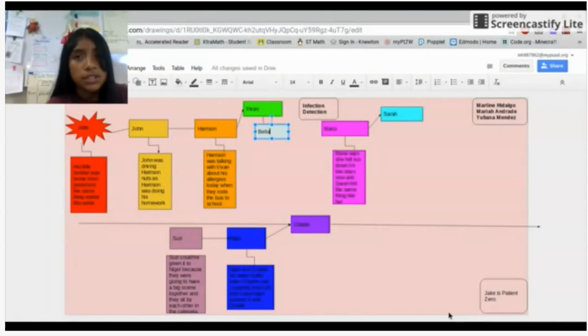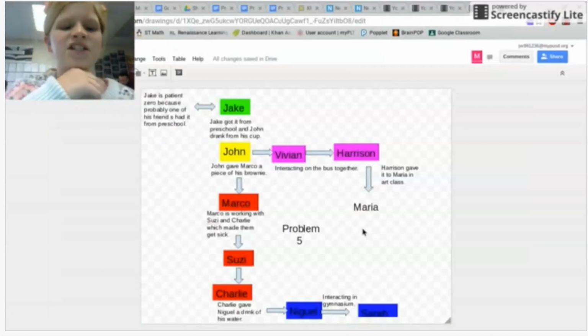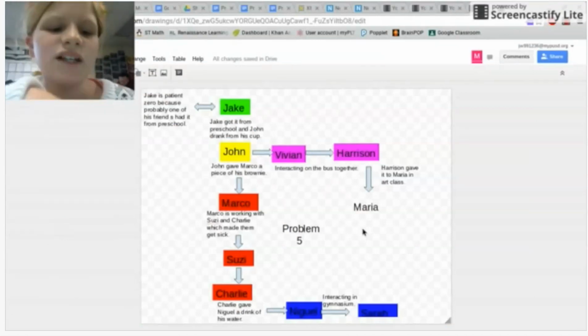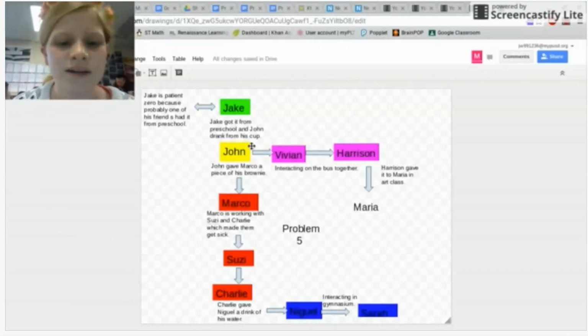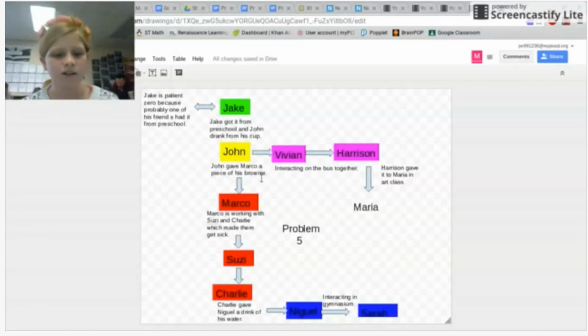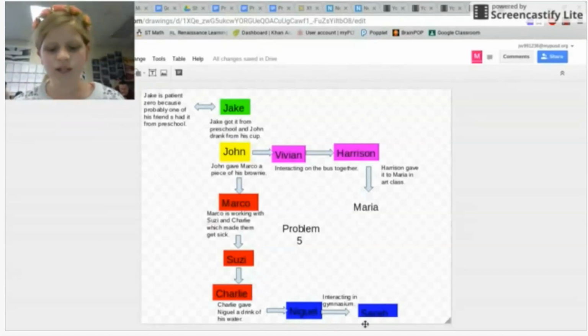So patient 0 was Jake. Jake is the patient 0 because he probably, one of his friends at school had it, and then Jake gave it to John because they accidentally drank from each other's cup, and then John gave a piece of brownie to Marco, and Marco is working with Susie and Charlie, which made them get sick also, and then Charlie gave a drink to Nigel of his water, and then Nigel and Sarah were interacting in the gymnasium.